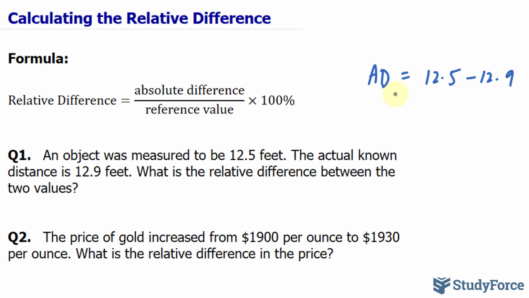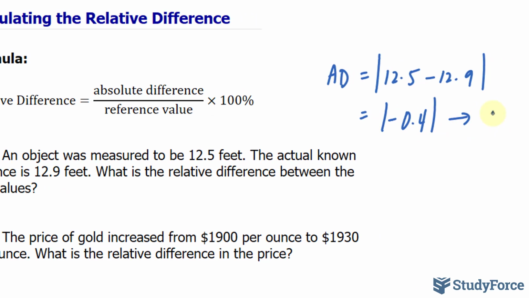And since this is the absolute difference, if we get a positive value, we leave it as positive. But if we get a negative value, we will take the absolute value, which means we make it positive. So 12.5 minus 12.9 is negative 0.4, but taking the absolute of that gives us a positive value of 0.4. And this is why the relative difference can never be negative.